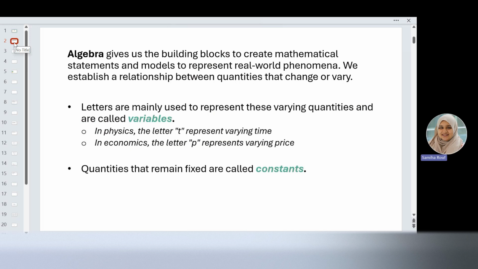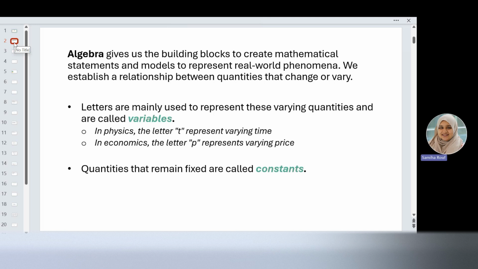What is algebra? Well, algebra gives us the building blocks to create mathematical statements and models to represent real-world phenomena. We establish a relationship between quantities that change or vary. One of the main fundamental ways that we use algebra is we take a bunch of very complex real-world ideas and try to think about how we can quantify this. How can we come up with a formula that explains this behavior that we see?